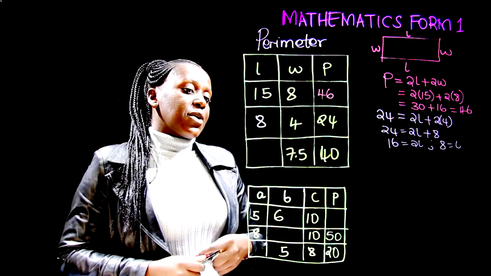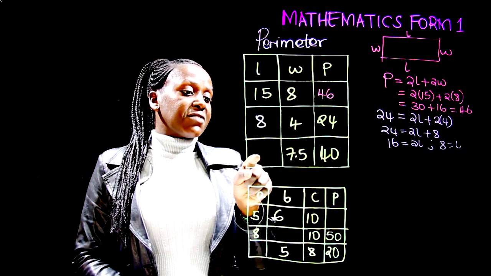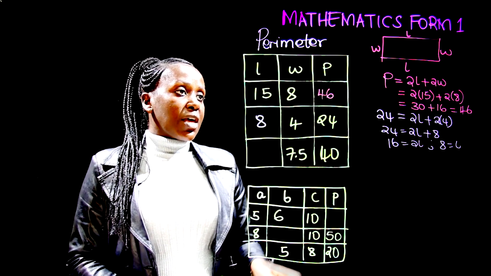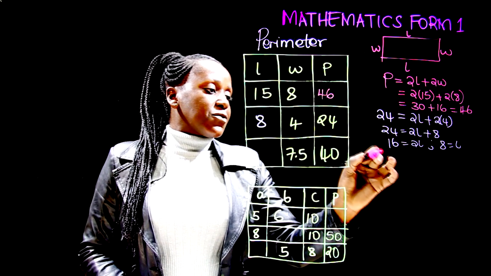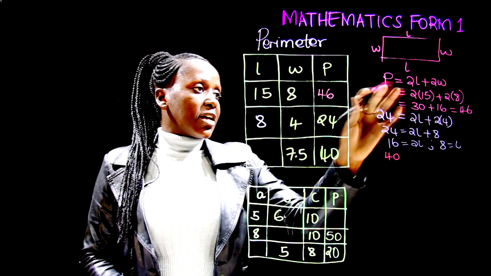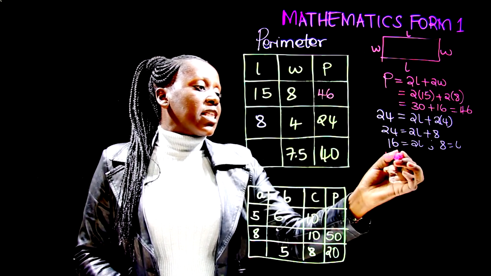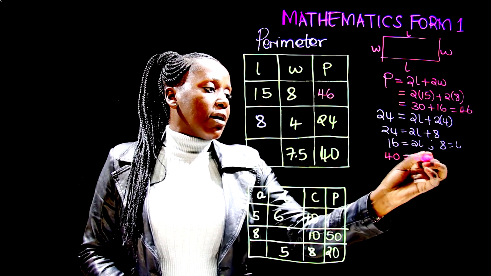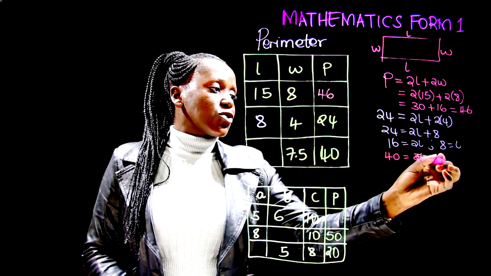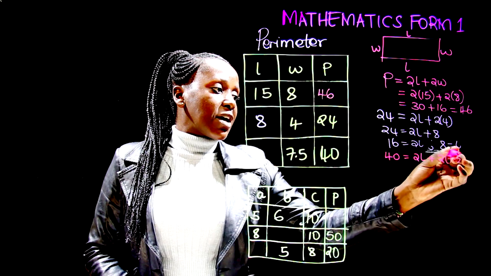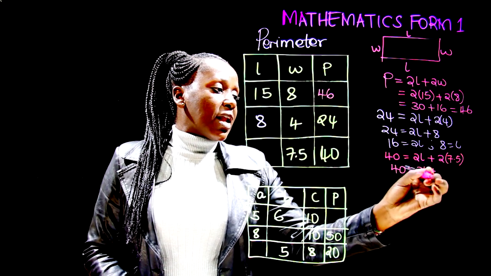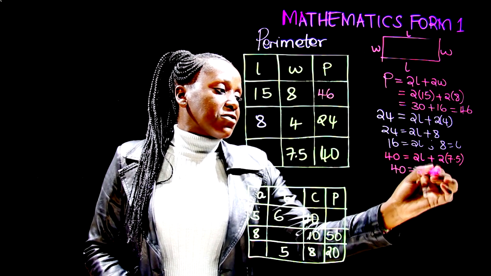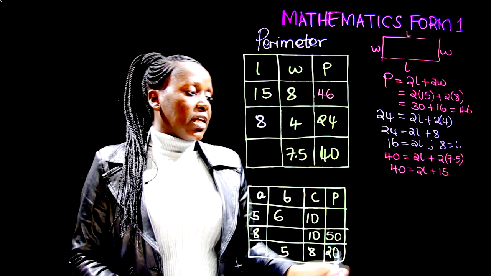So next, here we still don't have the length, but we have the width and we have the perimeter. So the perimeter is 40. We are still working with this formula. This will be equal to 2L plus 2 times the width, so 2 times 7.5. So 40 will be equal to 2L plus 2 times 7.5, which is 15.